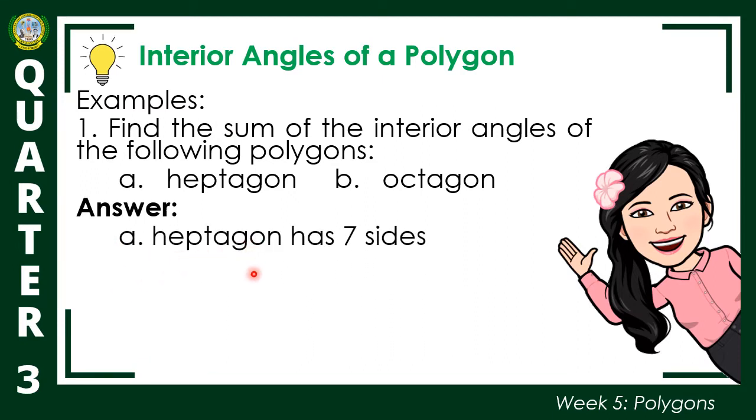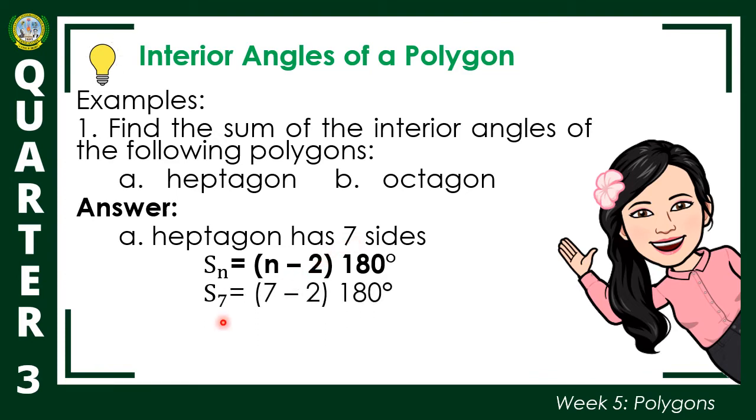We know that a heptagon has 7 sides. Meaning, our n is 7. So, what we will do first is replace all n by 7. Okay? So, it becomes S sub 7. This means the sum of the interior angles of a 7-sided polygon is equal to 7 minus 2 times 180 degrees. And as I said, we always follow PEMDAS. Let us first do 7 minus 2, and that is equal to 5. And then 5 times 180 degrees is equal to 900 degrees.